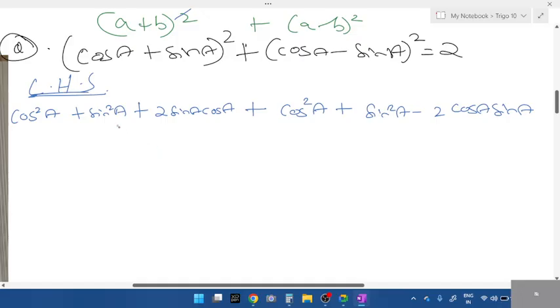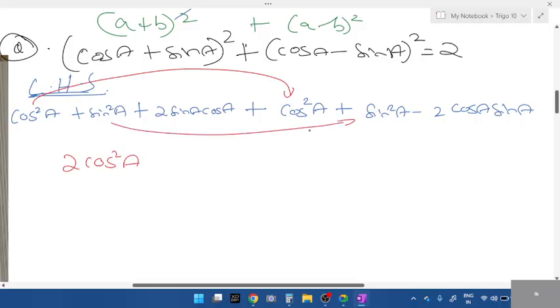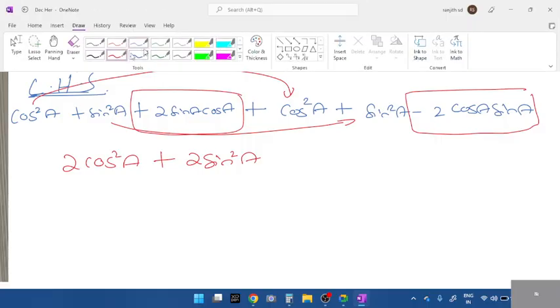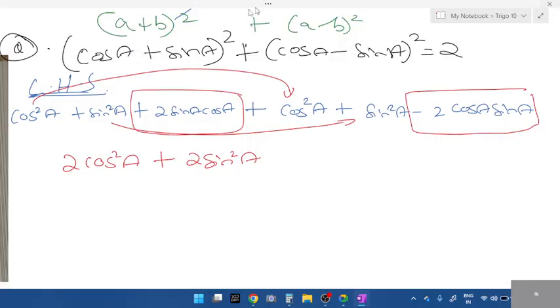Okay, which one is like term students? Add up all the like terms. What is cos square A? 2 cos square A plus sin square A plus sin square A, 2 sin square A. What happens to 2 cos A sin A and 2 cos A sin A? Are they same and signs are different, right? They're same and signs are different. Can I cancel them? Both get cancelled.